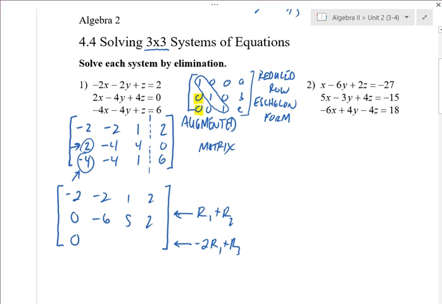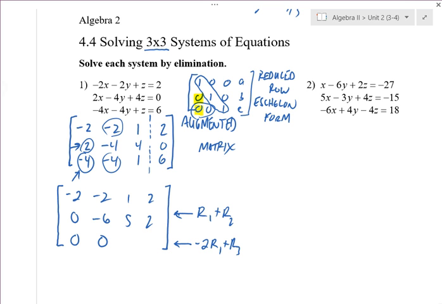And then do that with the 2 and the negative 4. So top row times negative 2 gives me 4 plus 4. I get 0 again, which is really great because now I accomplished both of those in one step. That doesn't always happen, but I was able to get both zeros there in one step.